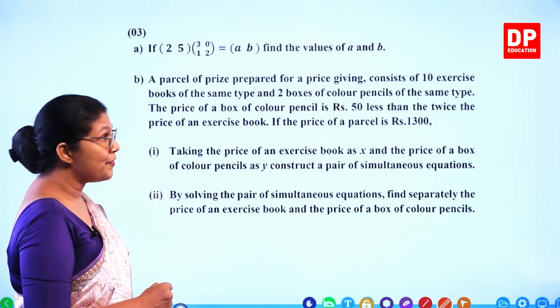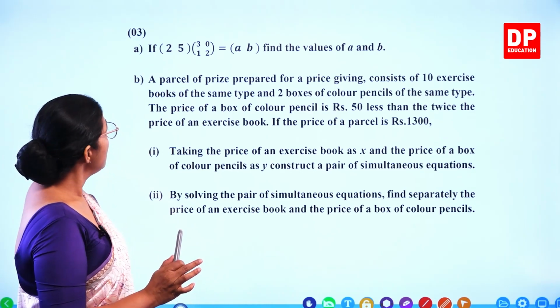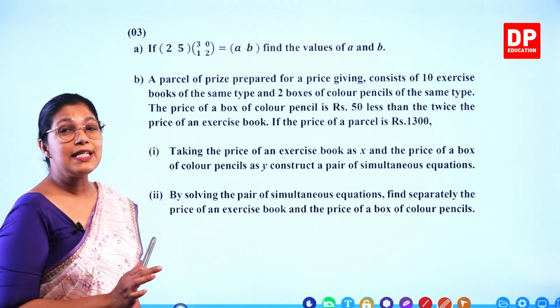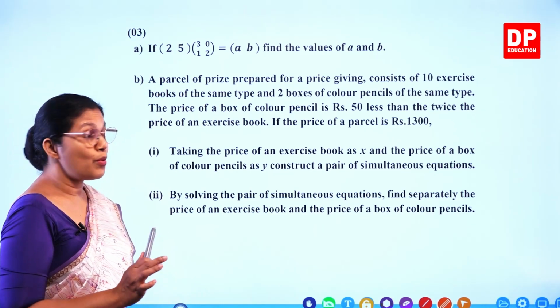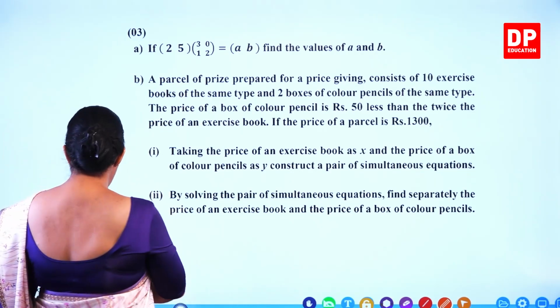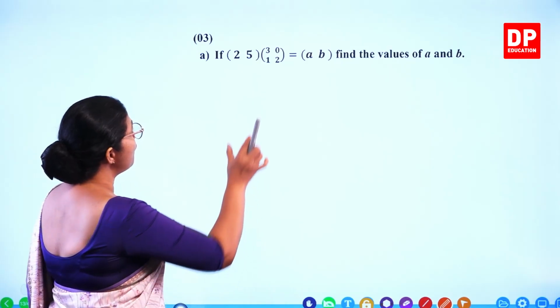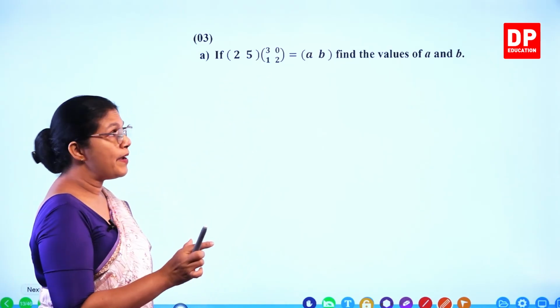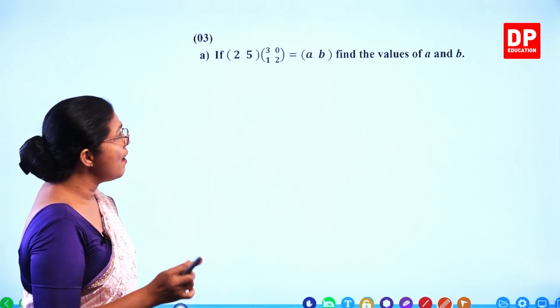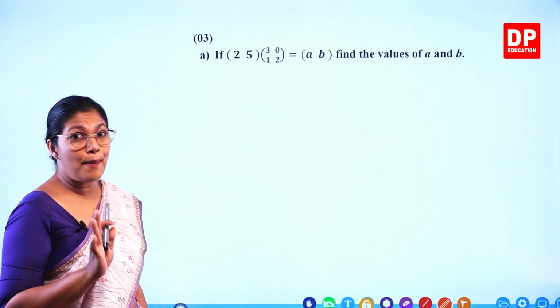Let's take question number 3. So you get a matrix question and then part B, simultaneous equations. So you have to create 2 equations and solve the 2 equations. So let's do that. So if the multiplication of these 2 matrices is equal to (A B), find the values of A and B. Now first we'll check whether we can multiply.